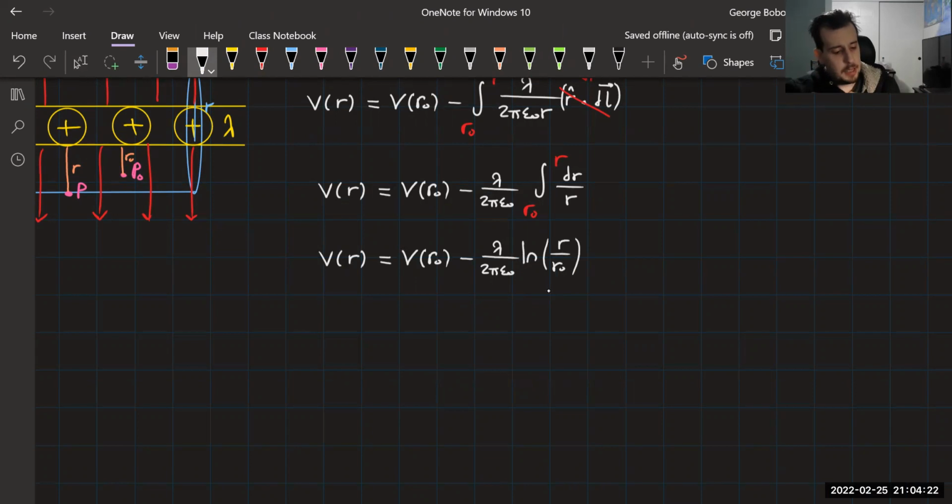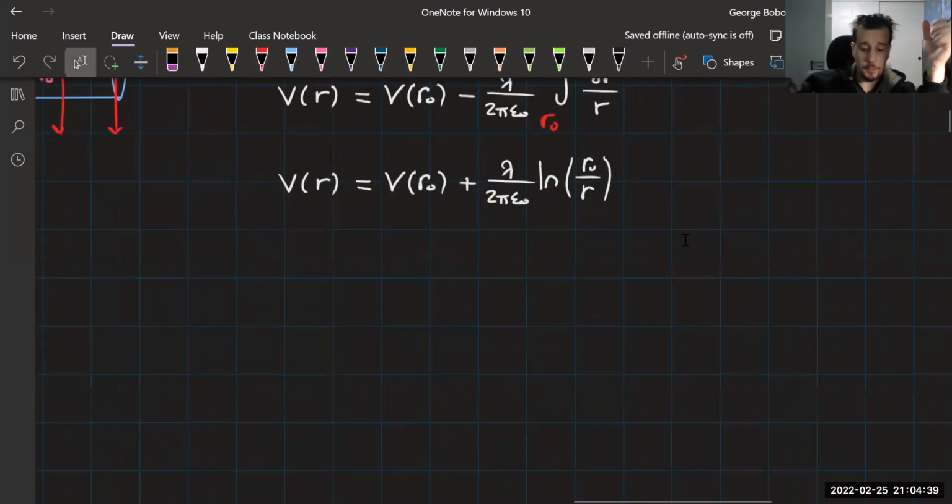And if you want, you can distribute the negative into the actual logarithm right now and write it like this. It just flips the sign here like that. So that's what you have. That's what you get here.